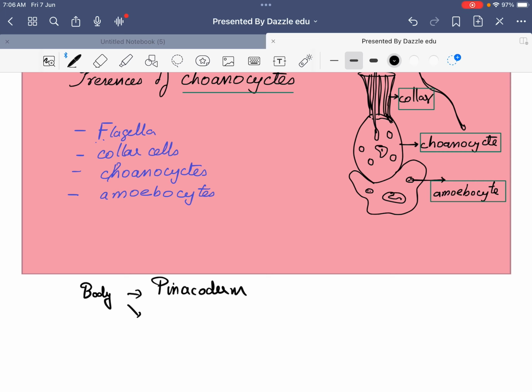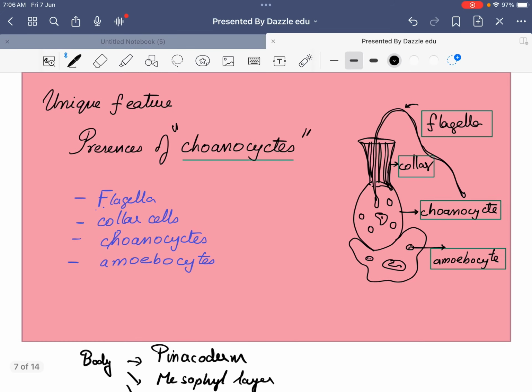Followed by pinacoderm, there is a group of cells which we call the mesophyll layer, and then the inner region where the choanocytes are present is called the choanoderm. So the choanoderm leads to the formation of the choanocyte-like structure. Now what is a choanocyte? Let's see here.